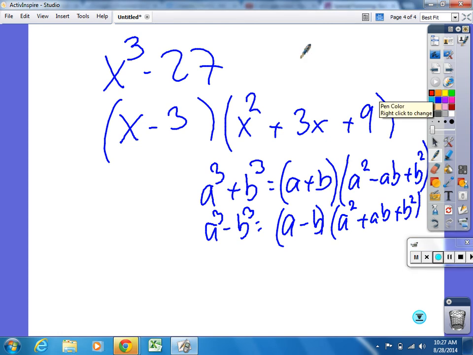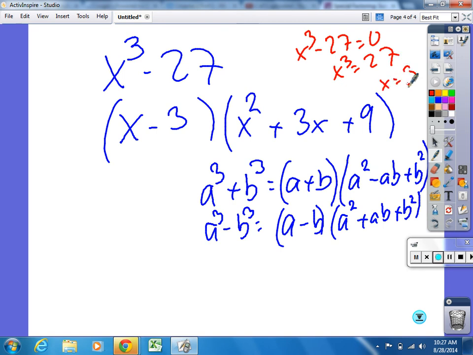X cubed minus 27 equals 0. X cubed equals 27, right? Take the cube root. X would be 3. This one. But where are my other zeros? I need 2 more, don't I? That comes from here. What would I do? Quadratic formula, wouldn't I? Because I couldn't factor it, correct? Does that make sense to everyone?